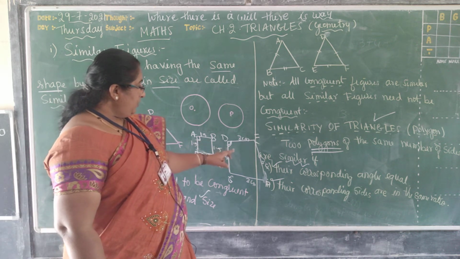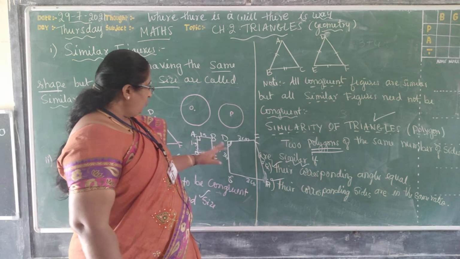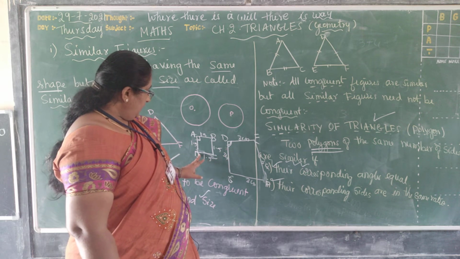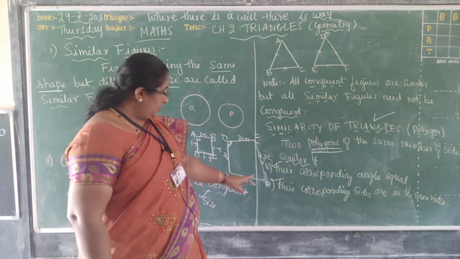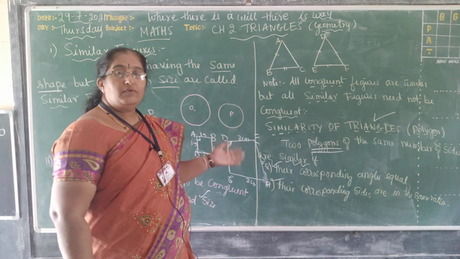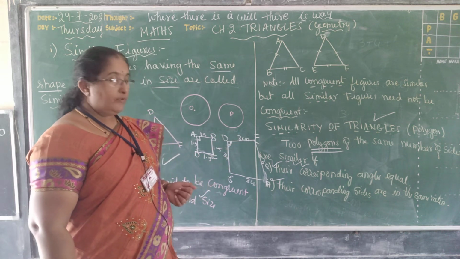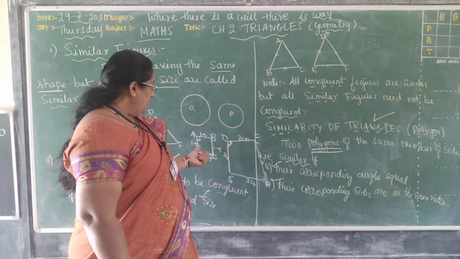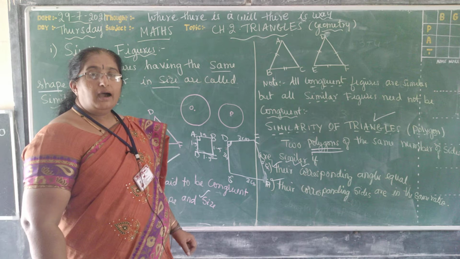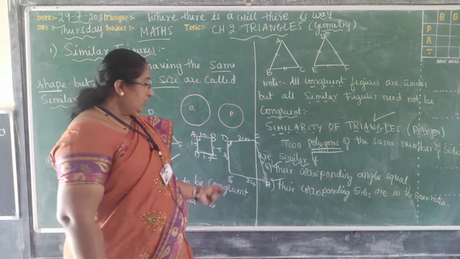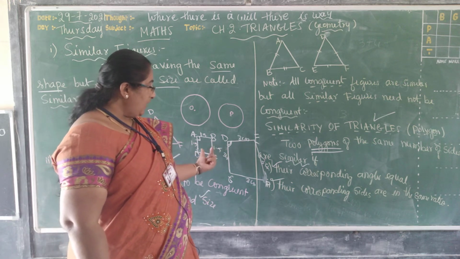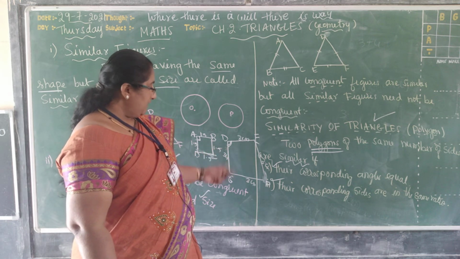This ABCD could be similar to DEFG if angle A is equal to angle D, angle D equal to angle G, angle C is equal to angle F, and angle B is equal to angle E. If those corresponding angles were equal, then we could say that these two polygons, the quadrilaterals, are similar. But here the corresponding angles are not equal, and hence I cannot say these two are similar figures.